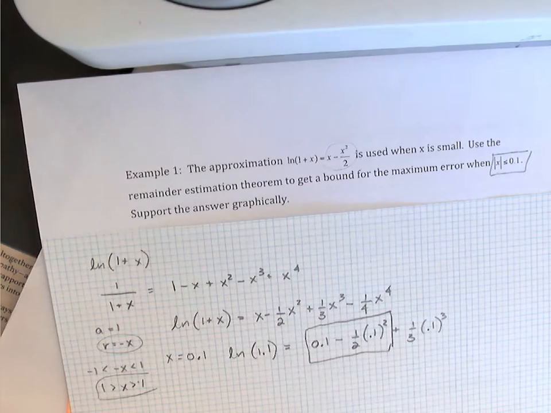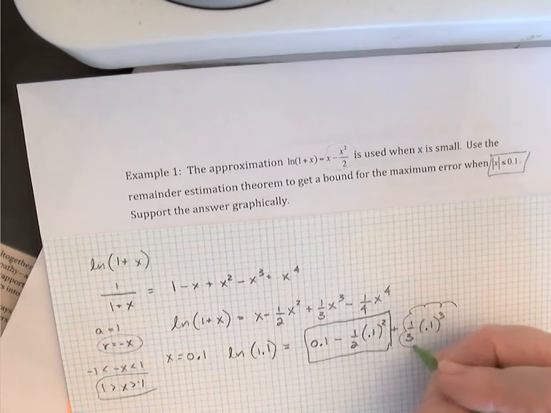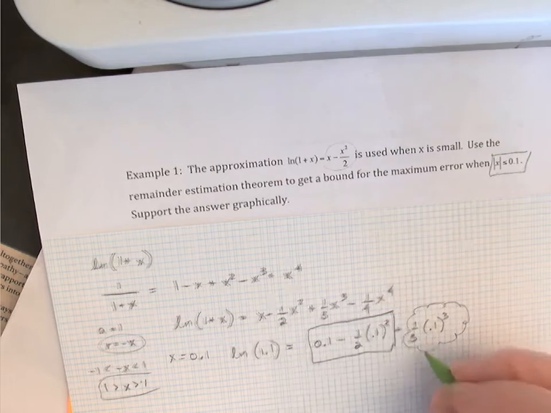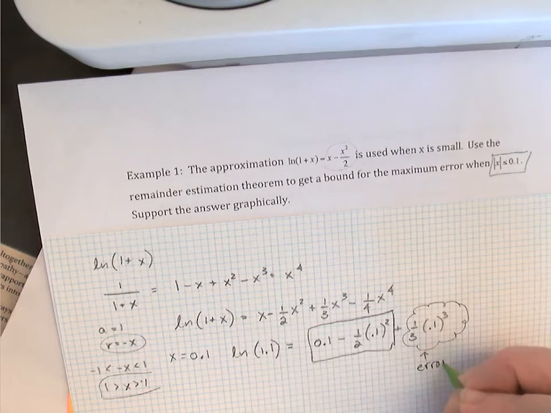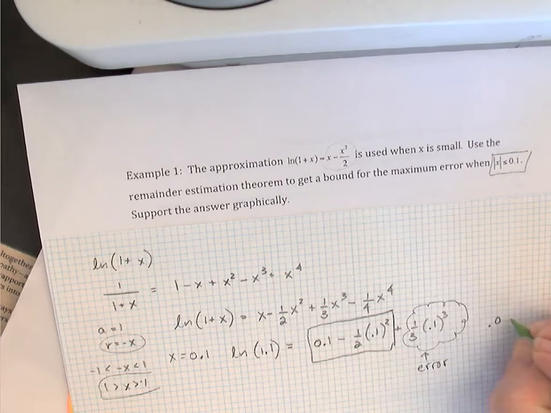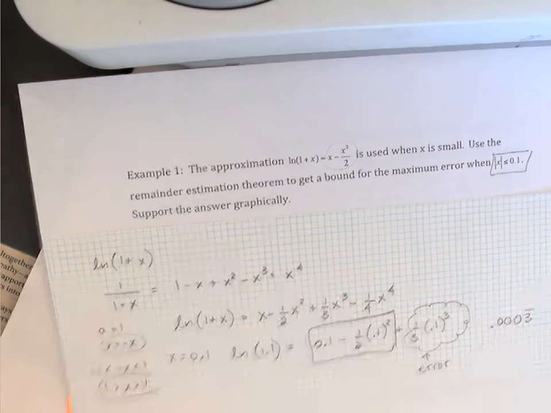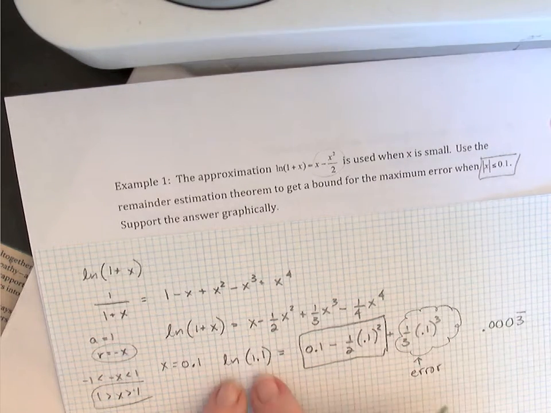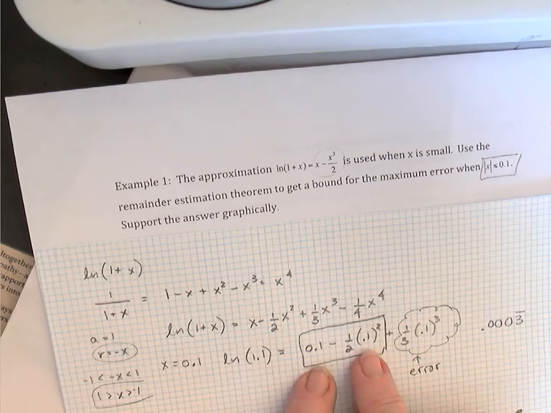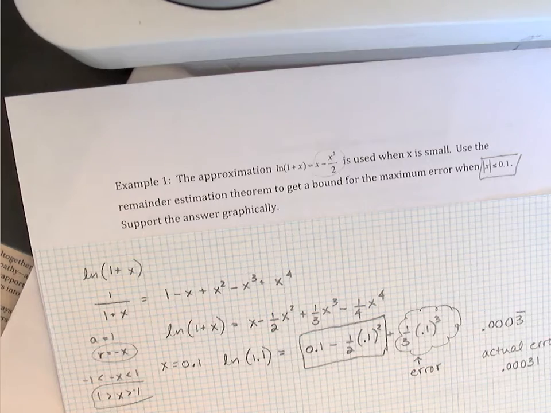Now, one way we could look at this is we could notice that this is an alternating series. So the error, the amount that we should be off, should be our next term. And if we call this our error and we just plug it into our calculator, what I get for this is 0.0003 repeating. So that's our alternating series error. And if we actually calculate ln 1.1, and these two terms are actual error, it ends up being 0.00031, I believe, is what I get.